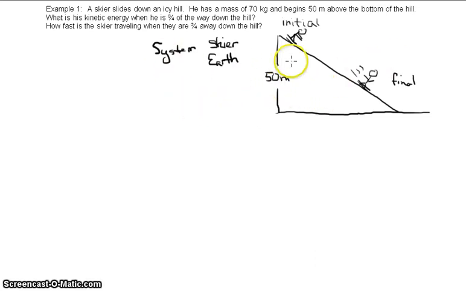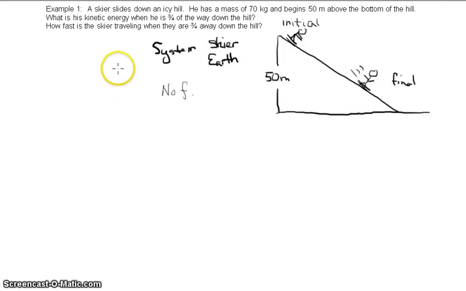Moving forward here, this would be our initial state. 3/4 of the way down the hill would be our final state. Things we can simplify: since they're skiing on an icy hill, we can assume that there's no friction. No friction involved, so there's going to be no work done by any external forces.